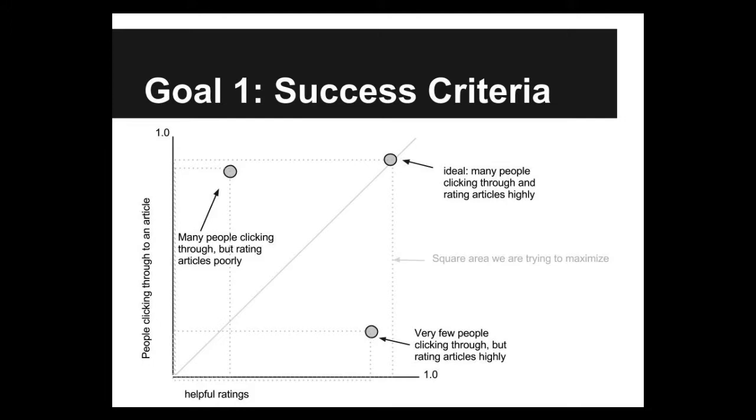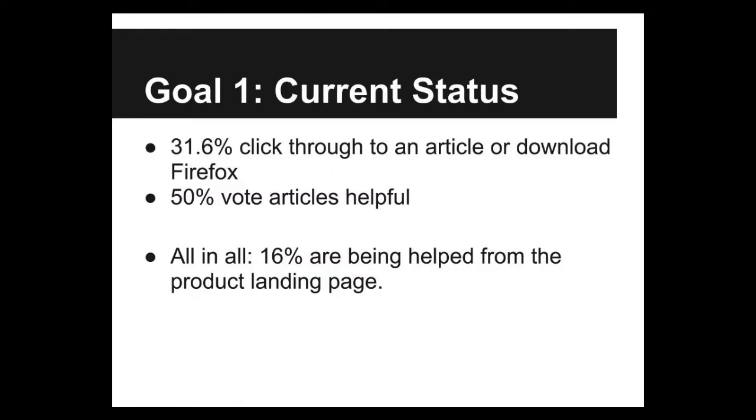And essentially what we are trying to do is maximize the area under the square. How we do that doesn't matter that much. As long as we increase the square, we increase the percentage that we are helping, because that is the product of people clicking through and people marking an article as helpful. The product of this is the square, and it's the percentage. That's the helpfulness percentage, so to say. Hopefully, this makes sense.